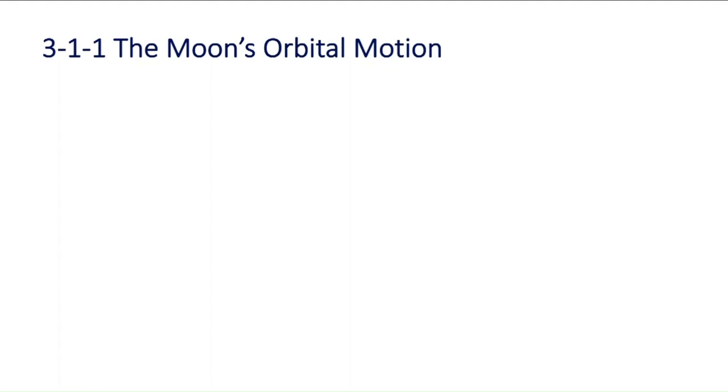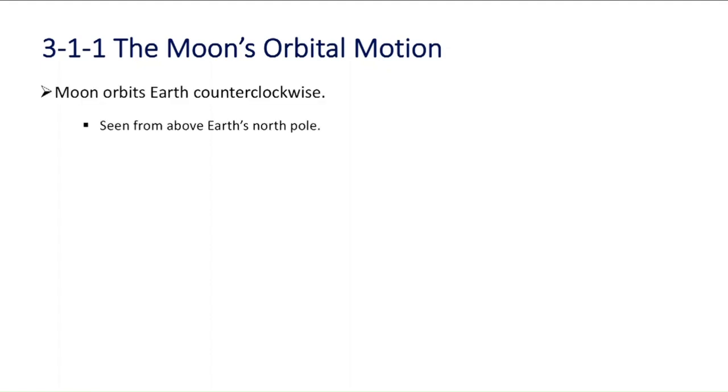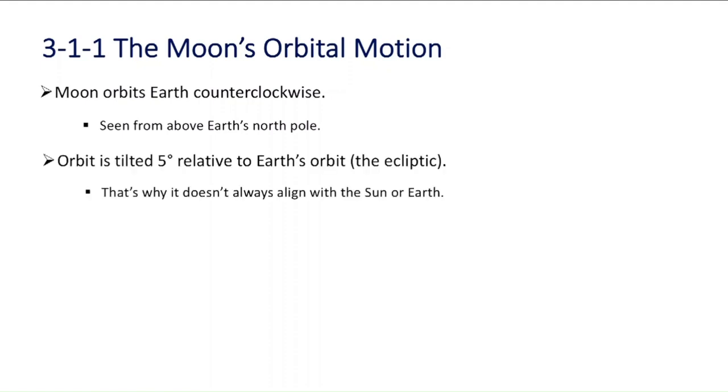Now let's look at how the moon's motion causes the phases we just saw. The moon is constantly moving around Earth, and quite fast. So if you could float above Earth's north pole, you would see the moon orbiting in a counterclockwise direction, the same as Earth's motion around the sun. And the moon's orbit is tilted about 5 degrees from Earth's path around the sun. So that's why it is usually a bit above or below the sun in the sky, which also explains why eclipses don't happen every month.